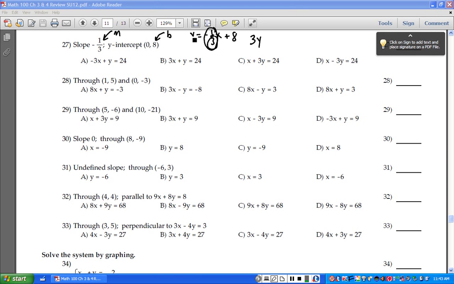3 times y is 3y. 3 times a negative 1/3 would just be a negative 1. Still have my x plus 3 times 8, which is 24. Alright, add x to both sides. And I end up with x plus 3y equals 24. Alright, so 27, x plus 3y equals 24. C is the answer.